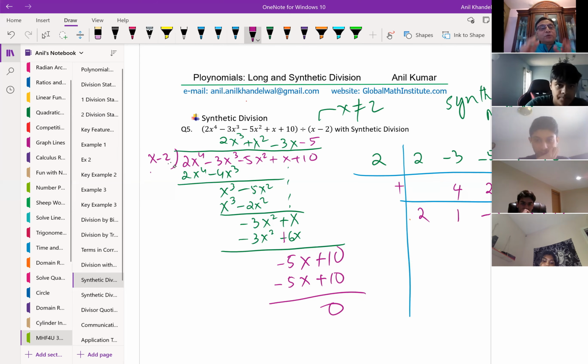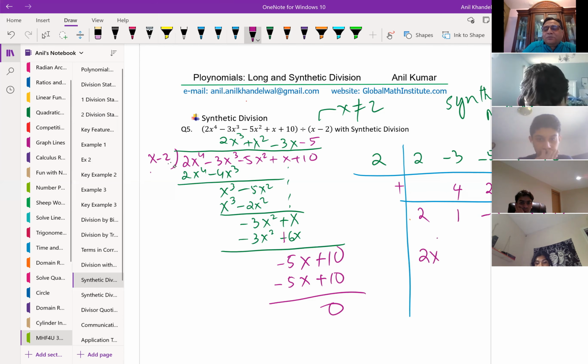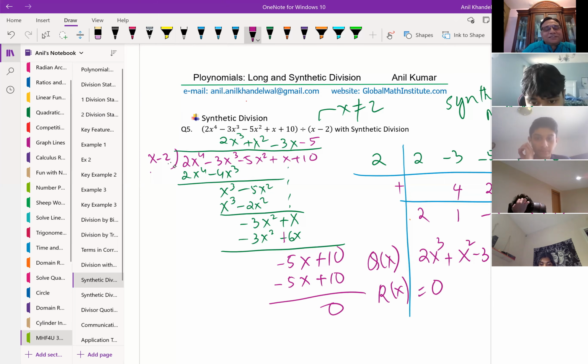That means x minus 2 is a factor of this particular polynomial. What is the quotient? Can you tell me what the quotient is now? The earlier polynomial was 2x to the power of 4. The divisor is x, so definitely this should be a cube, right? So we can write that the quotient is 2x cubed plus x squared minus 3x minus 5. Do you see that? That becomes our quotient. And what is the remainder? 0 in this case, correct?